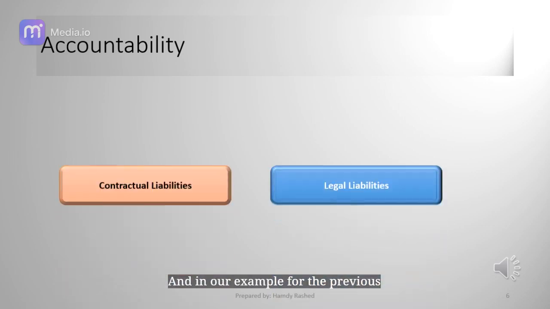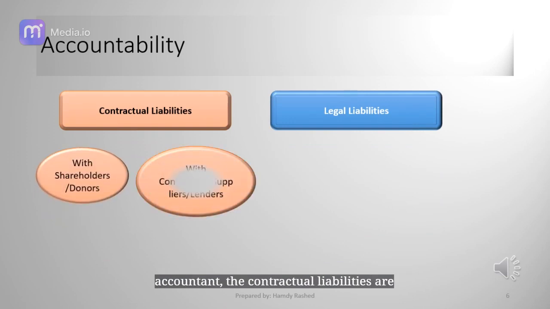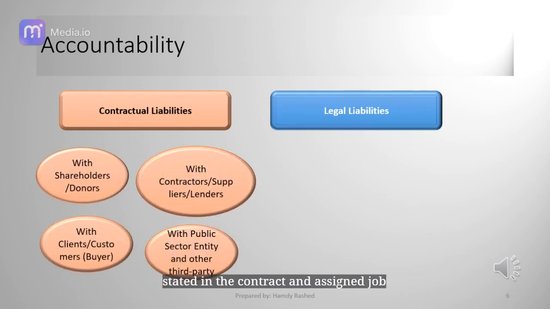And in our example for the previous accountant, the contractual liabilities are stated in the contract and assigned job description, and other legal liabilities are required by law. The civil code of any country in the world defines gross negligence, a degree of negligence representing an extreme departure from the ordinary standard of care. Therefore, any individual, such as our previous accountant, should conduct the work within an ordinary standard of care even if such standards are not stated in a contract or job description or policy. But it can be done by any person who has basic knowledge and skill in accounting or has an undergraduate diploma in accounting.